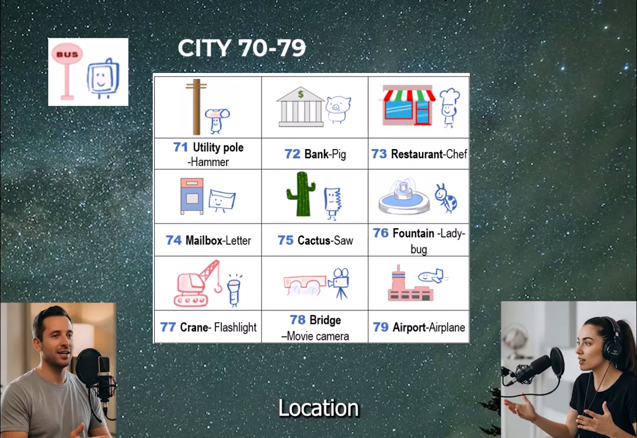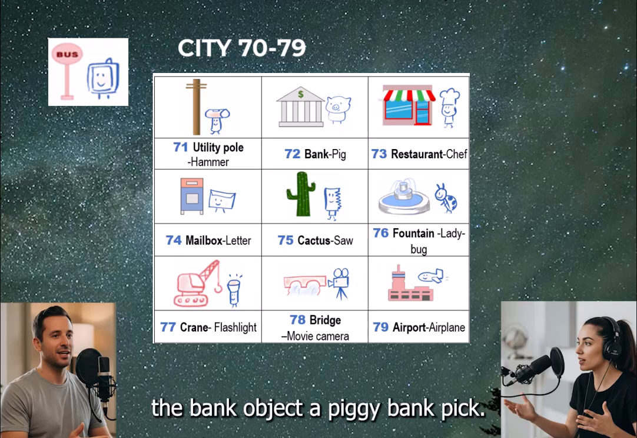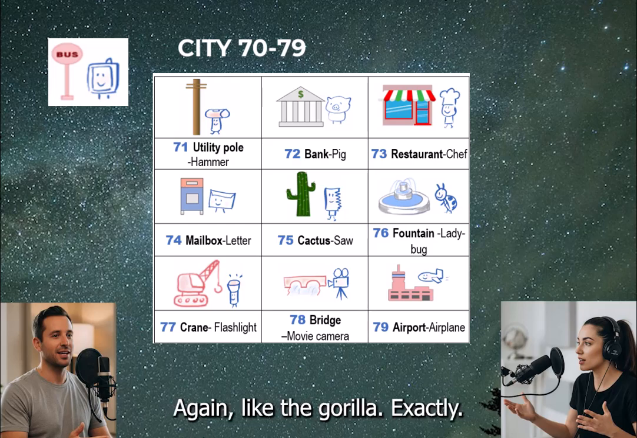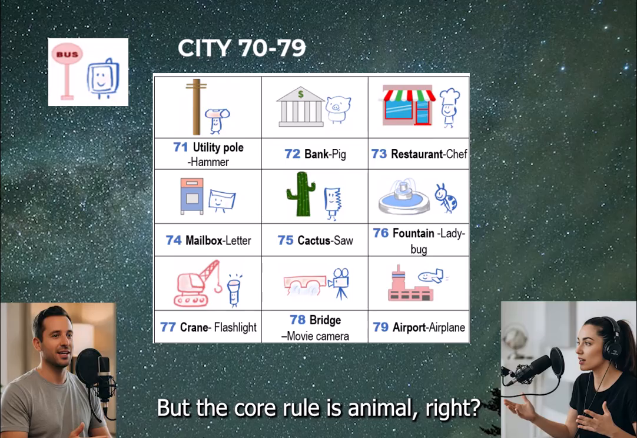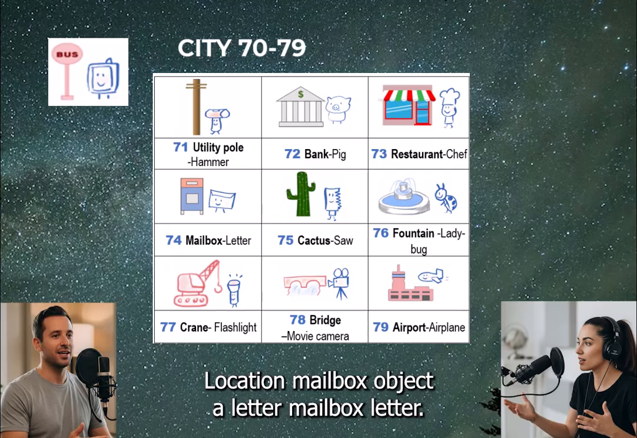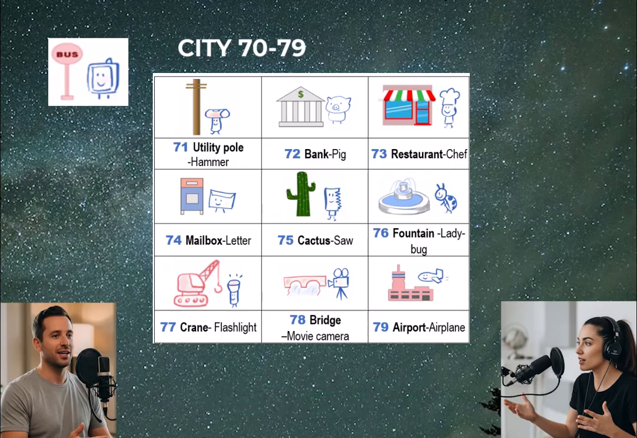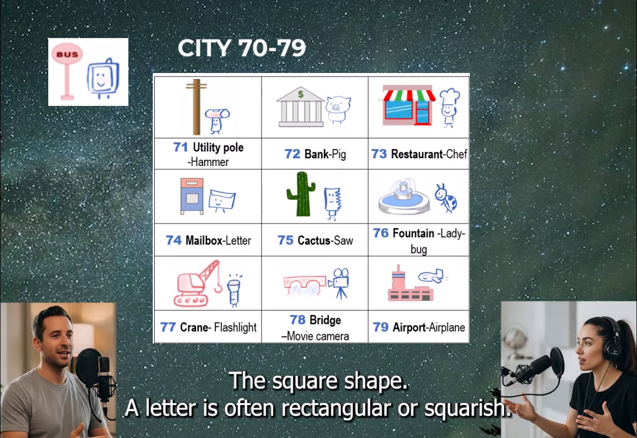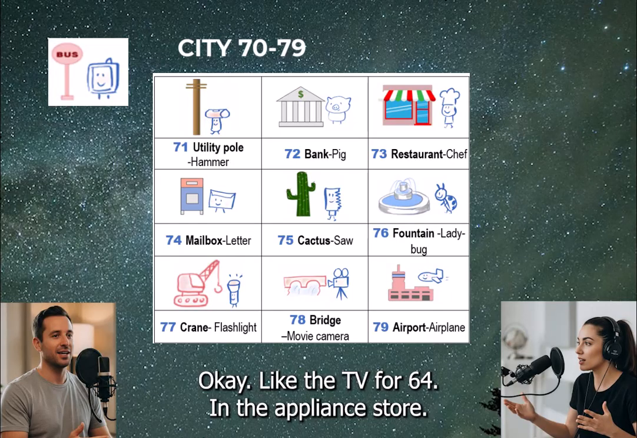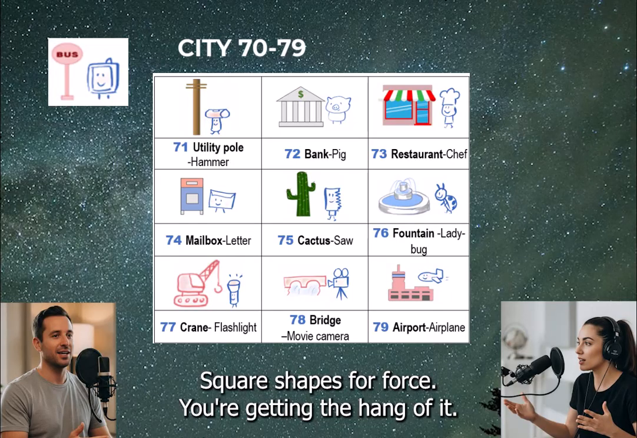For 72, location, the bank, object, a pig. Bank, pig. Ah, the animal principle for 2s again, like the gorilla. Exactly. Piggy bank association maybe, but the core rule is animal. Right. Makes it easy to predict almost. Let's jump to 74. Location, mailbox, object, a letter. Mailbox, letter. Obvious connection. What's the principle? The square shape. A letter is often rectangular or squarish. Okay. Like the TV for 64 in the appliance store. Square shapes for 4s. You're getting the hang of it.